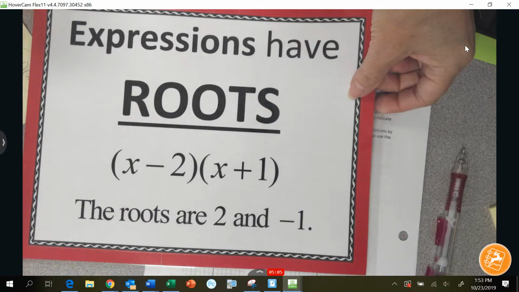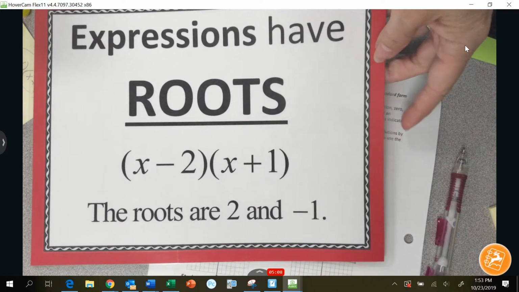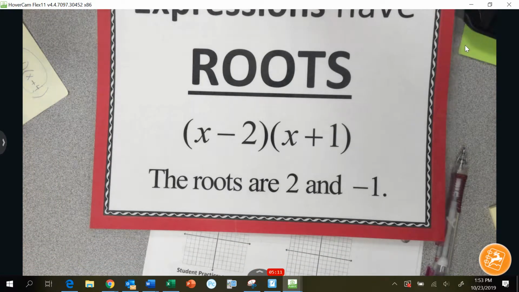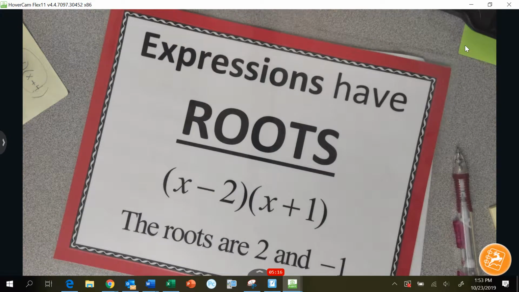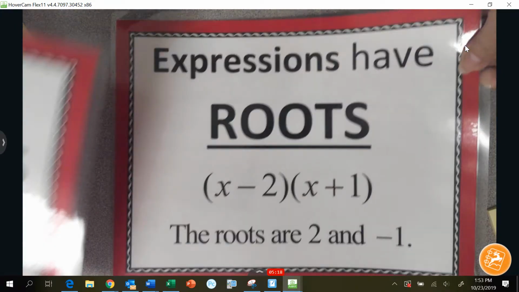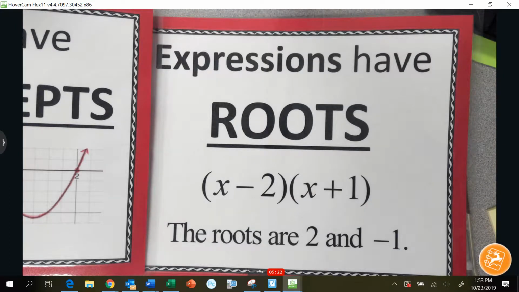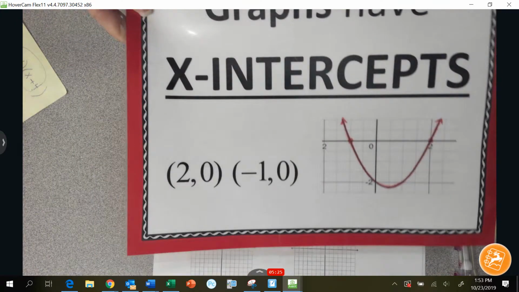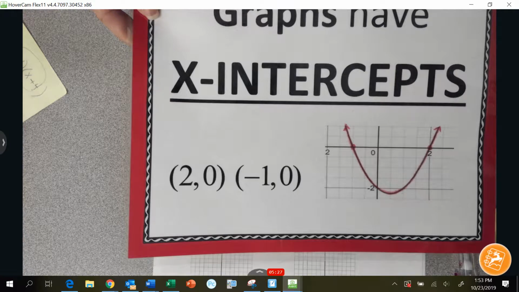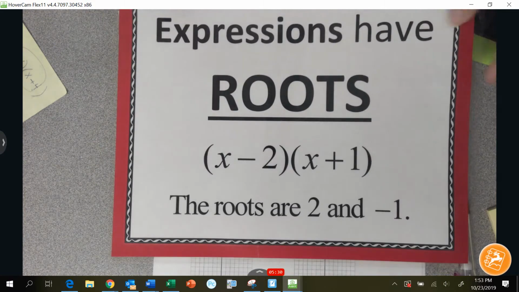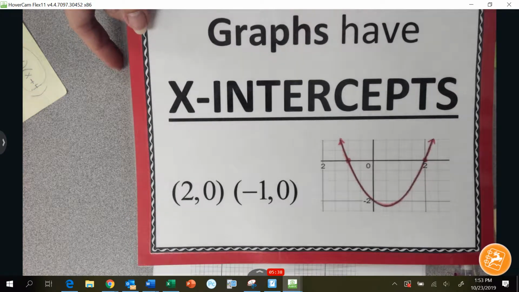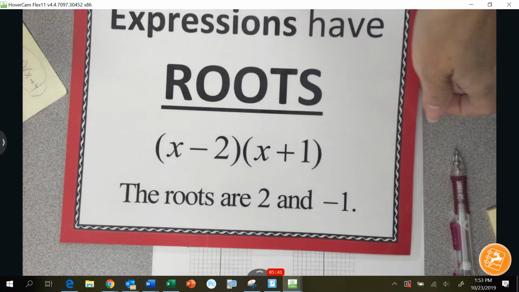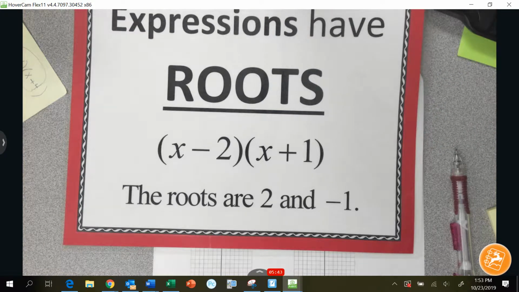Okay, these are actually the exact same stuff. I don't know if I can put them both on here at the same time. Am I zoomed out all the way? No, I'm zoomed out all the way. In this one, my x-intercepts are at what numbers? 2, negative 1. This one, my roots are where? 2 and negative 1. They're the same things. One, I'm talking about graphs. One, I'm talking about an expression. An expression does not have an equal sign.